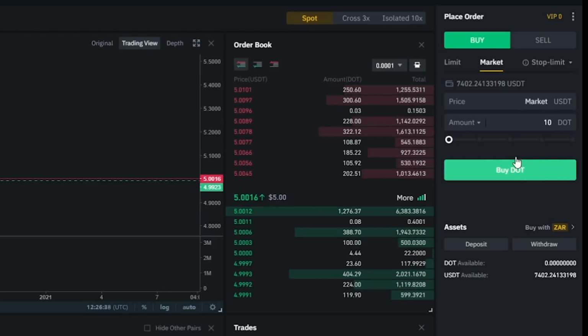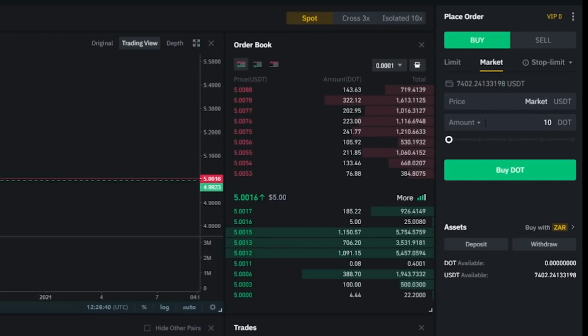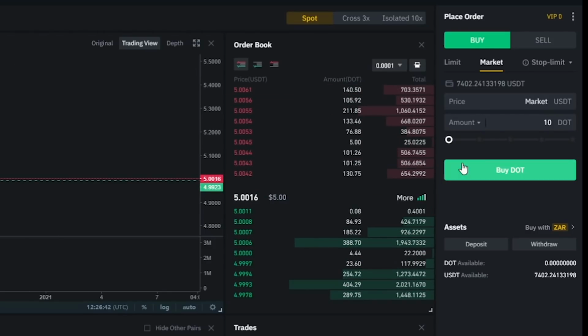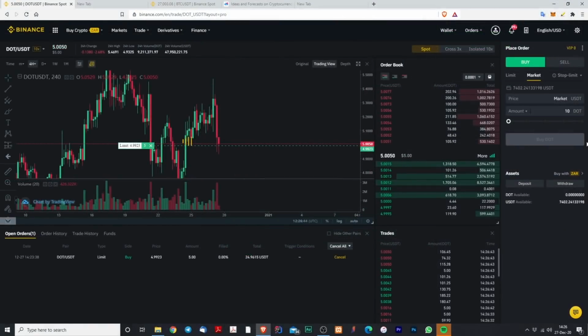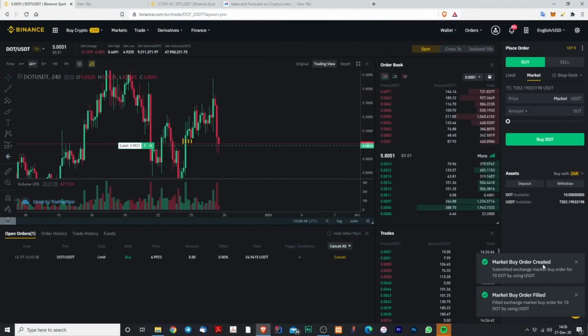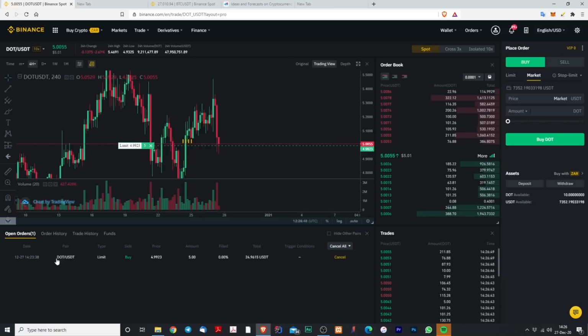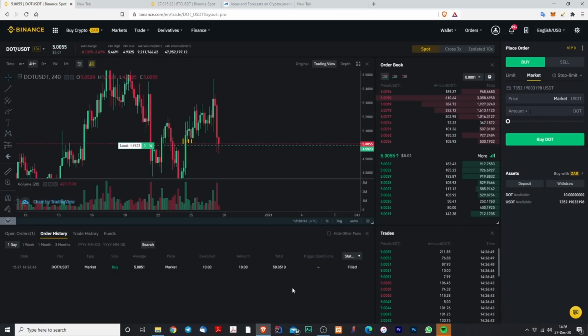So you see, when we use the limit, it didn't fill immediately. It's still active right now, but if I click buy DOT right now, you see it's filled already. It didn't even wait on the open orders. It happened. If I go to my order history, you can see that it already went through, right? And we paid $50 and an extra 0.510. And that means it's a market order.